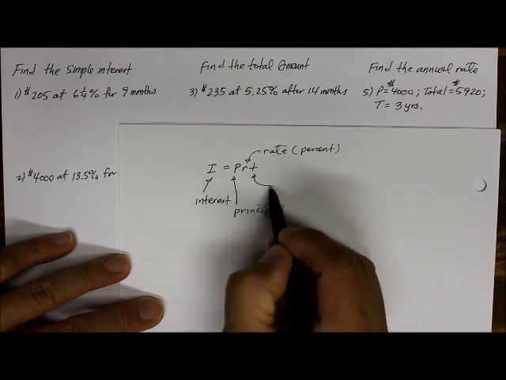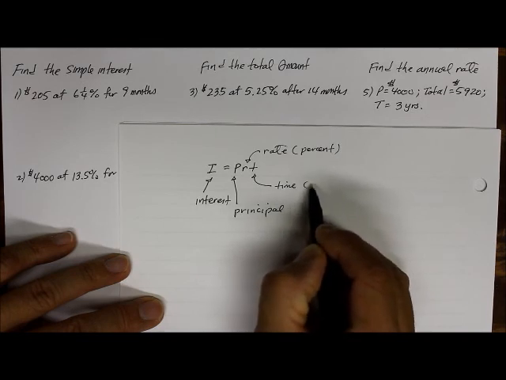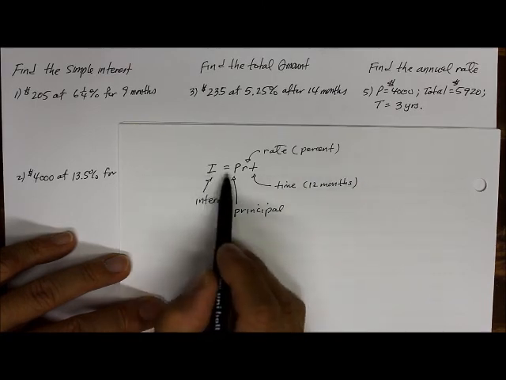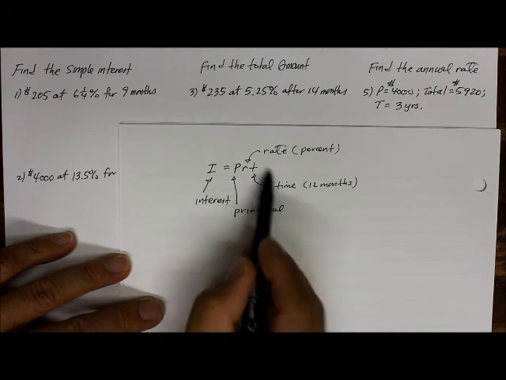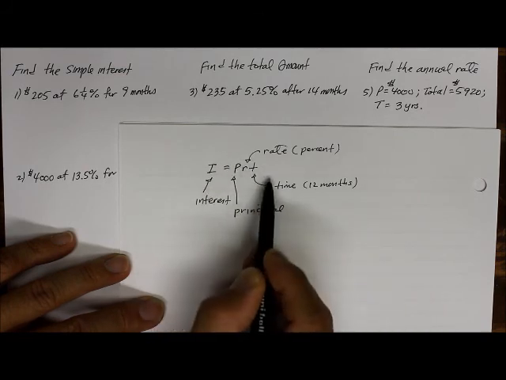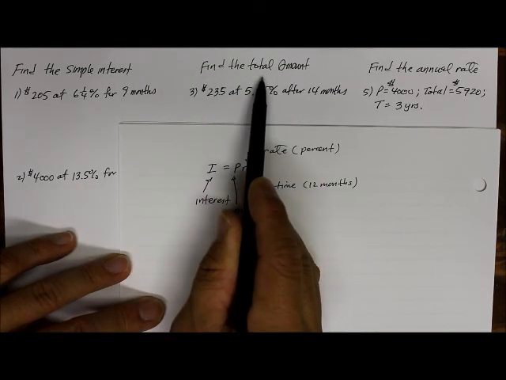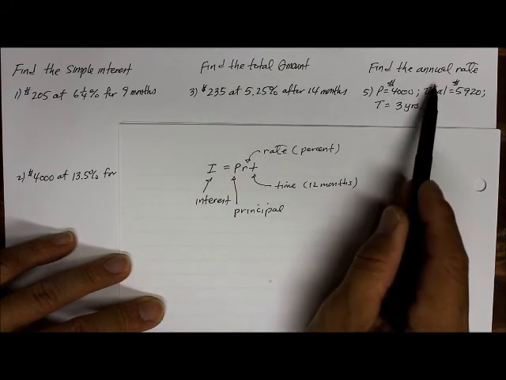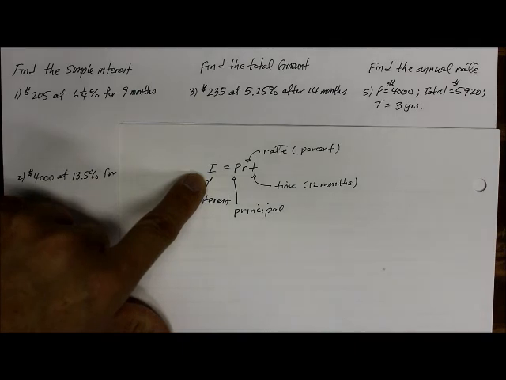And of course, the T is the time. Usually in 1-year increments, but we could break it down as 12 months. So there it is. I perked. I equals PRT. And this is the formula that we're going to use to determine the simple interest, the total amount that you will have in the bank, or the total amount you will have paid with interest, and we could find the actual interest rate. Let's get this started right away.